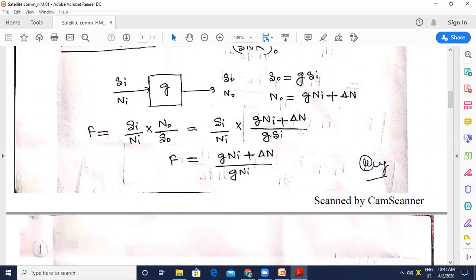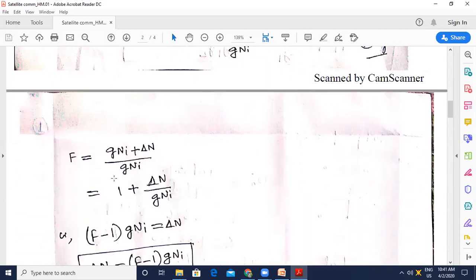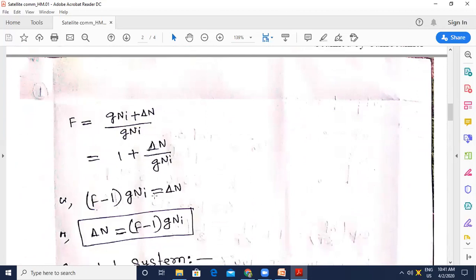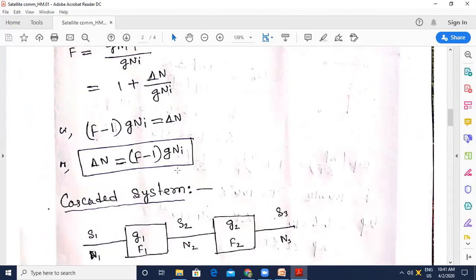So if we simplify this, we'll have the value of delta N as (F minus 1) into G into Ni, where F is the noise figure. So this is the value of delta N, that means the noise introduced by the device itself.